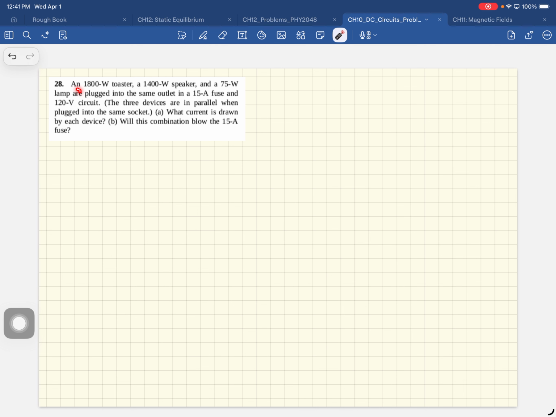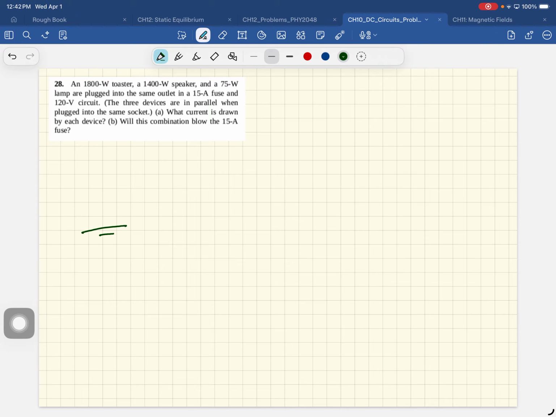Okay, this problem says an 1800 watt toaster, a 1400 watt speaker, and a 75 watt lamp are plugged into the same outlet in a 15 amp fuse and 120 volt circuit. The three devices are in parallel, each plugged into the same socket. What current is drawn by each device? Which combination will burn the 15 amp fuse?